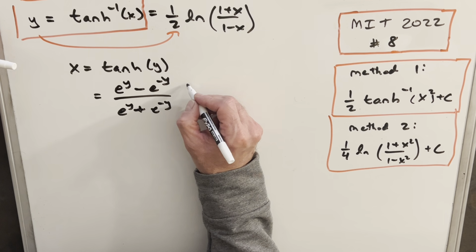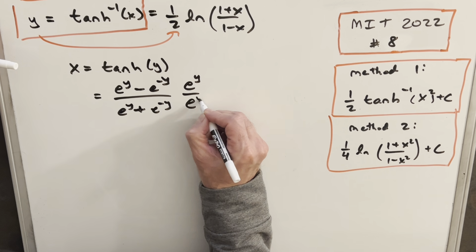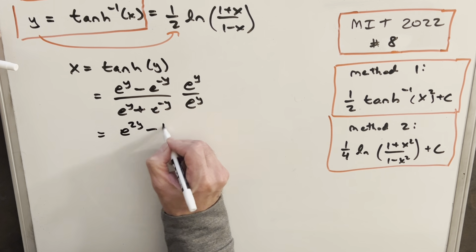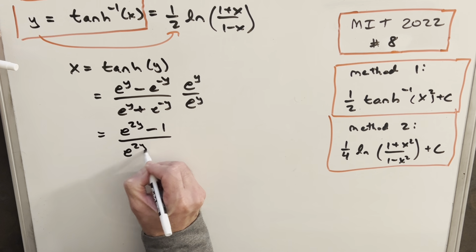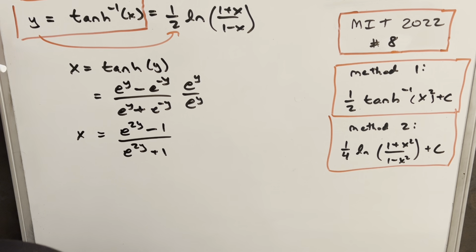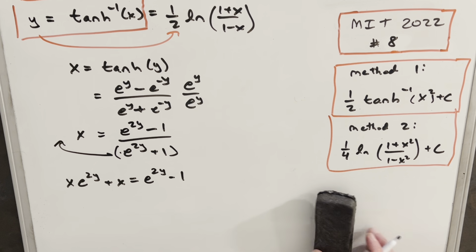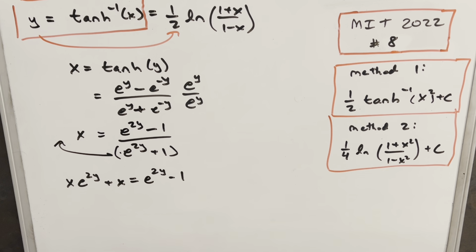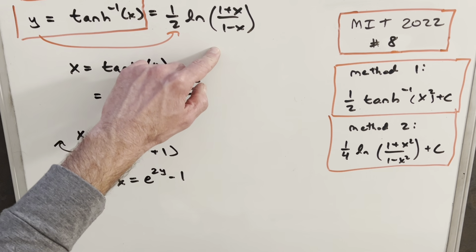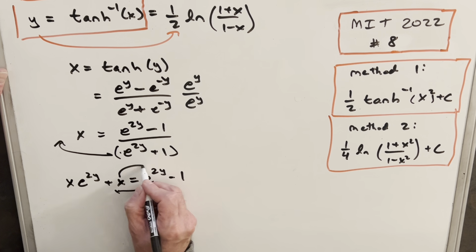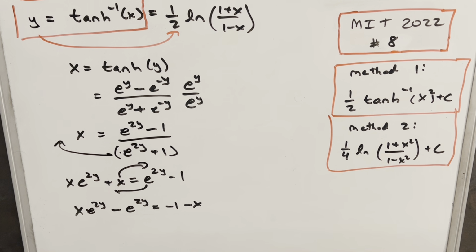Then to simplify this a little bit, we'll multiply top and bottom by e to the y over e to the y, and we're going to have e to the 2y minus 1 over e to the 2y plus 1 equals x. Then we can multiply this part over to the left. And then remember, at this stage, we need to isolate our y, because we're trying to show that y is equal to this expression on the right. So let's get all of our expressions with y on one side. So we'll subtract this over here, and bring our x over here, and we'll do this in one step.